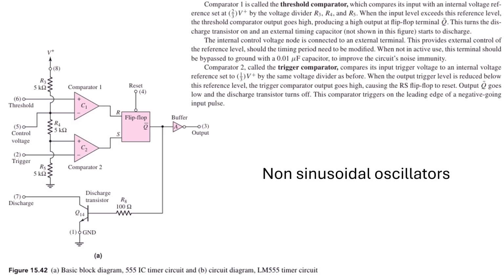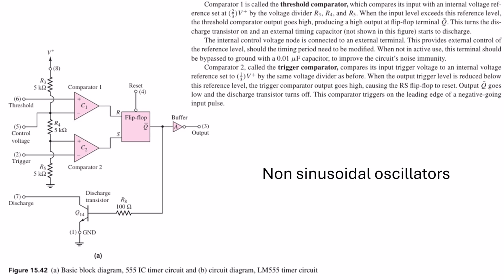That is another terminal. This turns the discharge transistor on, and an external timing capacitor starts to discharge. The internal control voltage node is connected to the external terminal. This provides external control of the reference level. Should the timing period need to be modified, when it is not in active use, these terminals should be bypassed to ground with a small capacitance of 0.01 microfarad to improve the circuit's noise immunity.